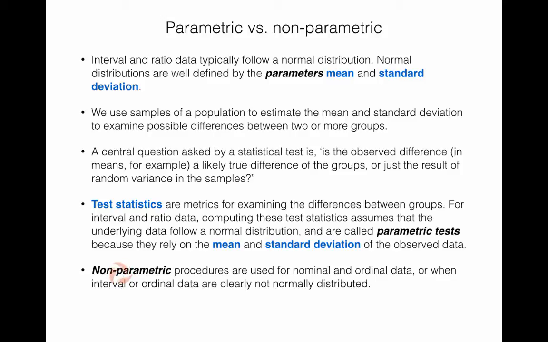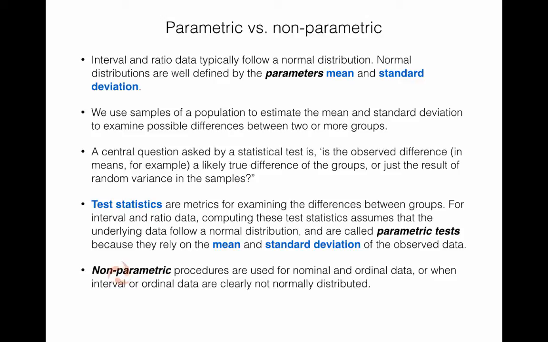We use samples of a population to estimate the mean and standard deviation to examine possible differences between two or more groups. A central question asked by a statistical test is: is the observed difference in means, for example, a likely true difference of the groups, or just a result of random variance in the samples?